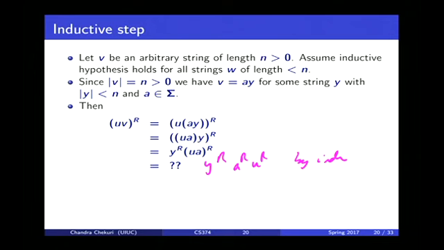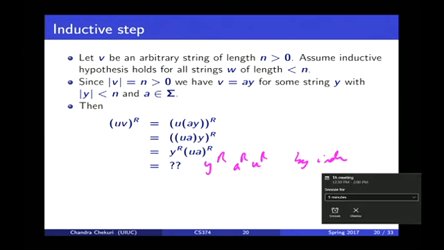So I'm trying to apply induction on the length of the second argument, right? So when can I do it? Well, if the length of this string is less than the length of my original v, right? But if n equals 1, it is not true, right? If n equals 1, y is epsilon, and we cannot apply this, okay? Okay, so you're stuck, this proof doesn't go through, okay?